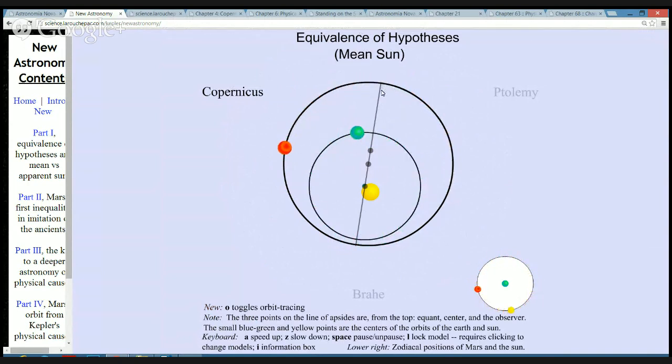so let's take a look. I hope you can see the pointer here. This is what's called the line of apsides. It goes from one apse to another apse. It's the place where Mars is farthest and closest to the sun. And through it, you've got this point here, just called an equant, which we're going to look at in a moment. We have the center of Mars's orbit, the middle gray point. And then right here, we don't have the sun for Copernicus. We have the center of the Earth's orbit.